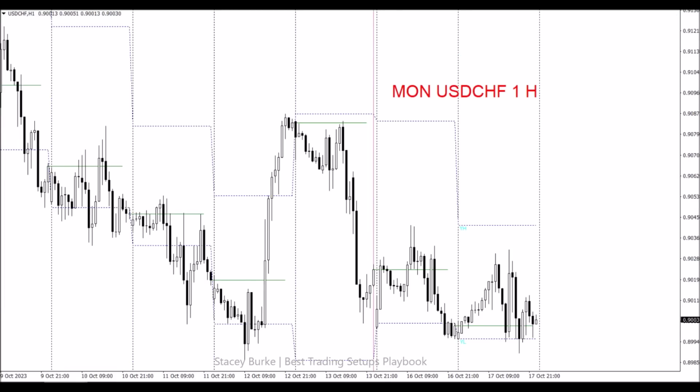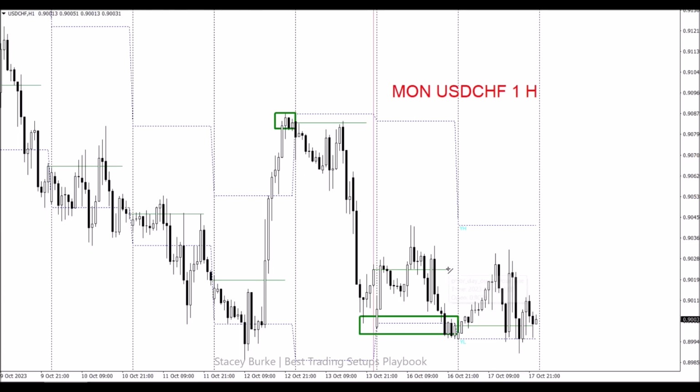If we look at our US Swiss, we have a high of the week made on Thursday, an inside day on Friday, and then we have day 1 shorts triggered at the open of the day and the close of the day on Monday.